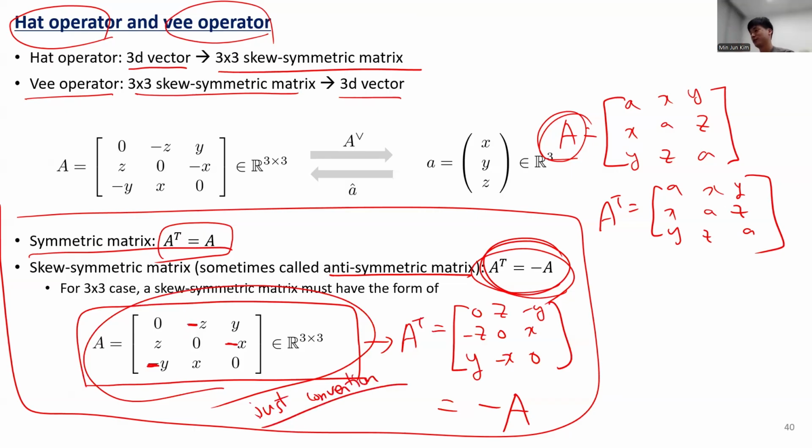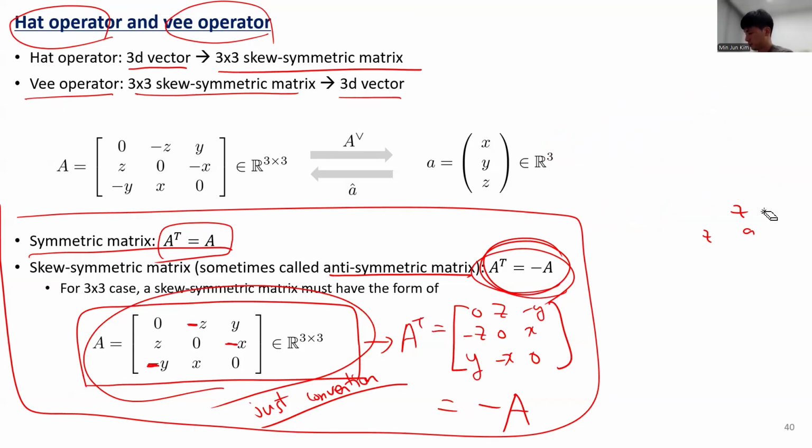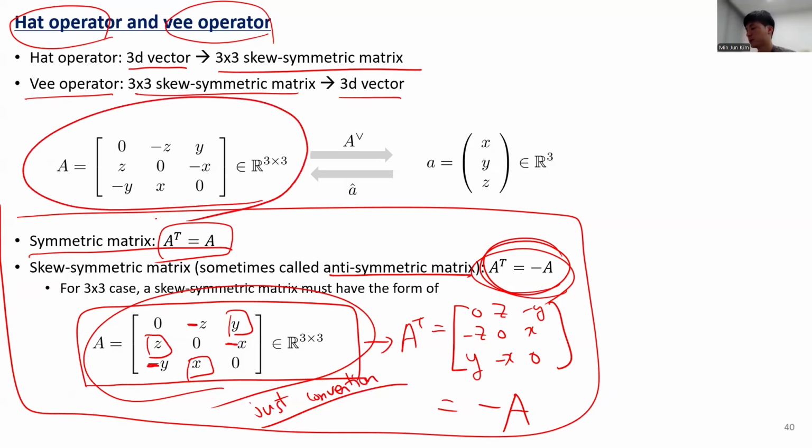But it's a very important convention actually. But the important thing is you have only 3 degrees of freedom. We have three numbers here, X, Y, and Z, right? So any 3 by 3 skew-symmetric matrix can be represented using a three-dimensional vector. And any three-dimensional vector can be mapped to a 3 by 3 skew-symmetric matrix, right?